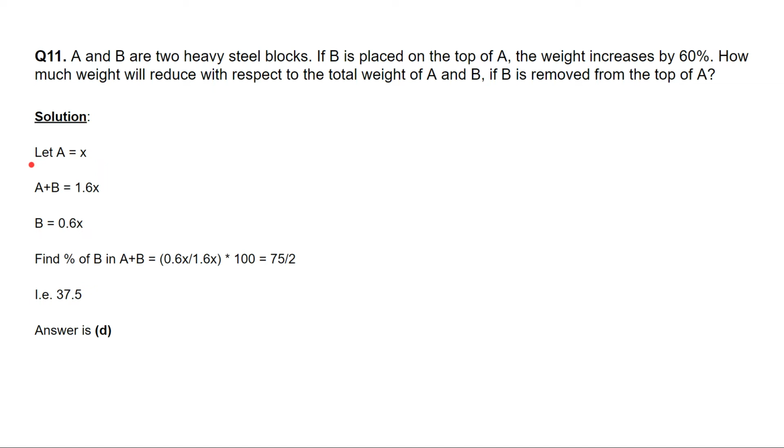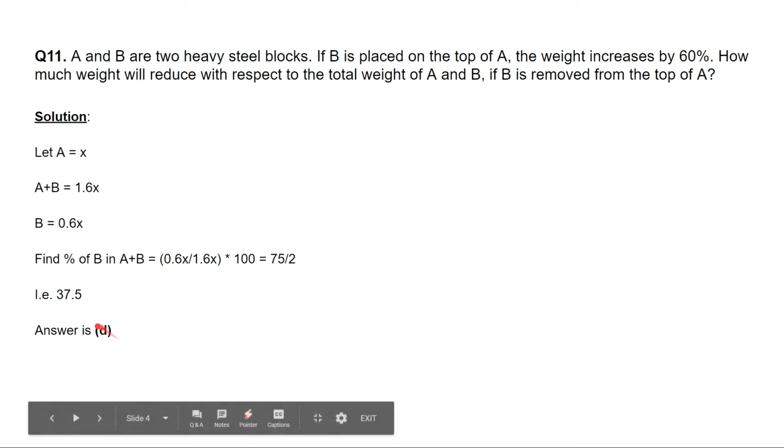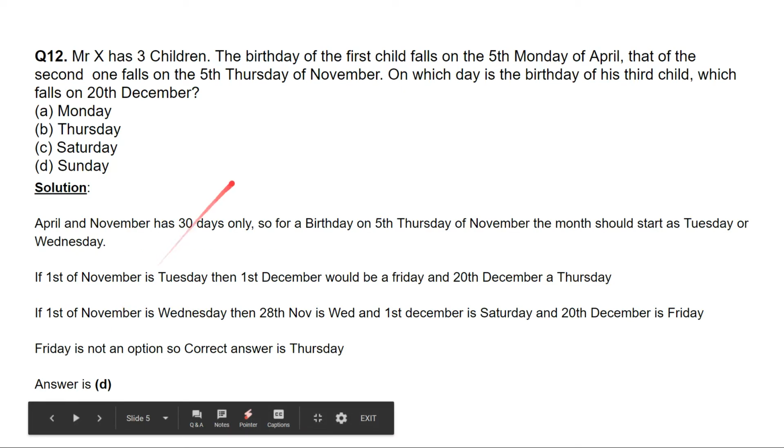So here we will suppose the weight of A is x, then A plus B is 1.6x. The reason is that once you put B on the top of A, the weight increases by 60%. So if A is x, then the total weight will be 1.6x. Now from this equation, you can find B is equal to 0.6x. Now we have to find what percentage B is of the total weight of A plus B. If we find the percentage, we get 37.5. So the correct answer is D here.